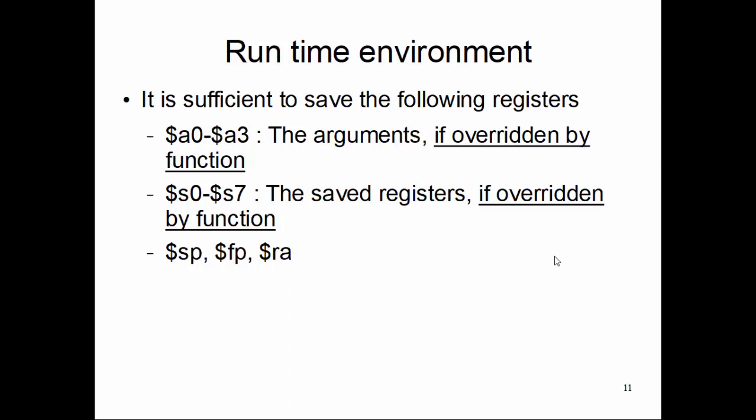And we need to save the stack pointer, frame pointer, and the return address register, $ra. Why do you need to save that? Because if you call another function, you are using jump and link, and jump and link will override $ra. Then you have lost the information about where to go and return in the caller's space.